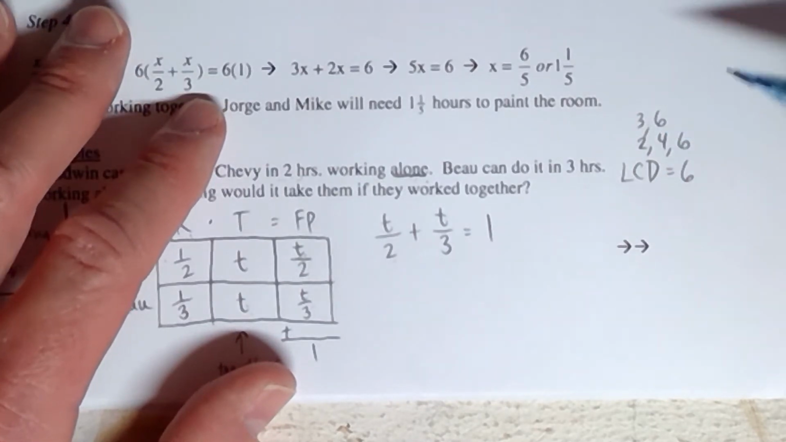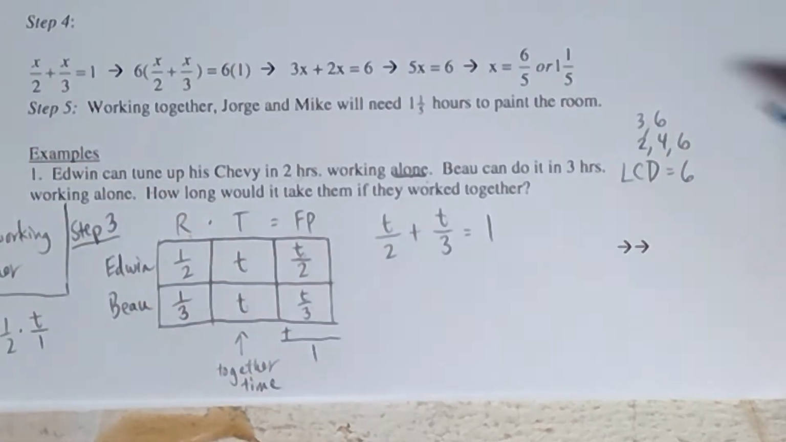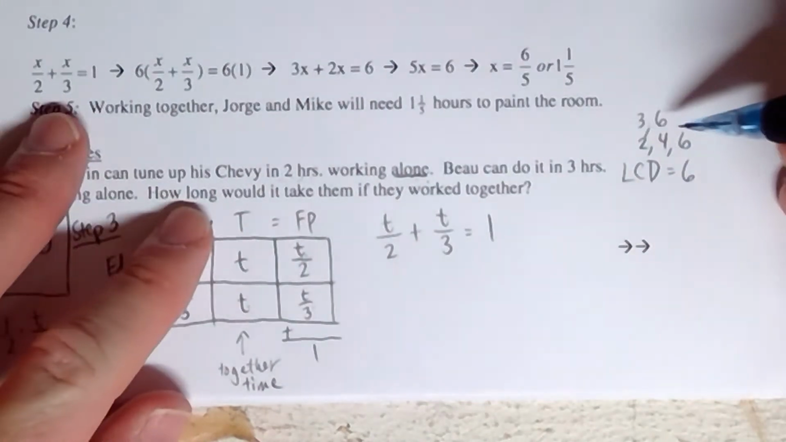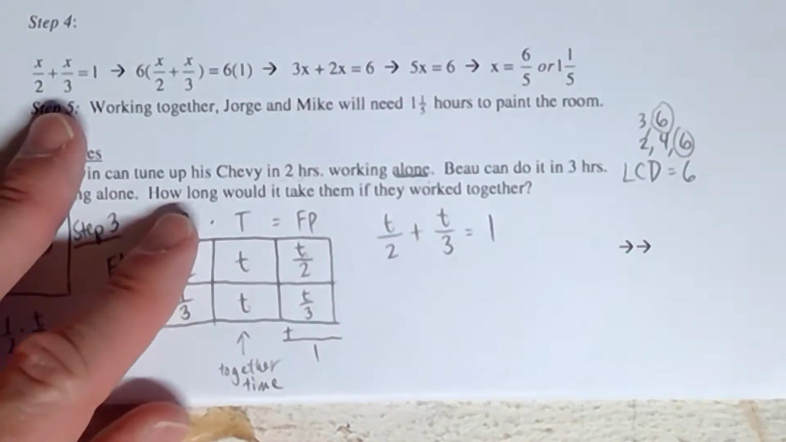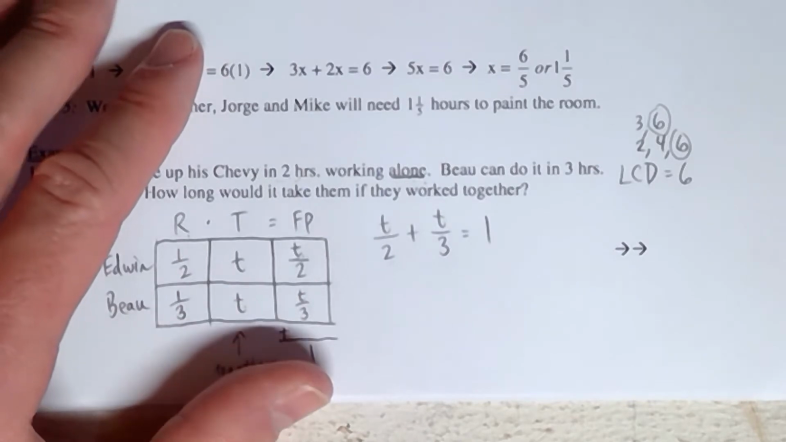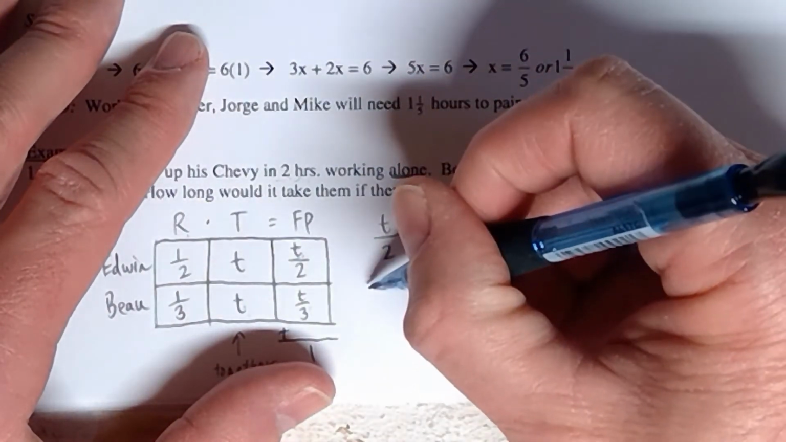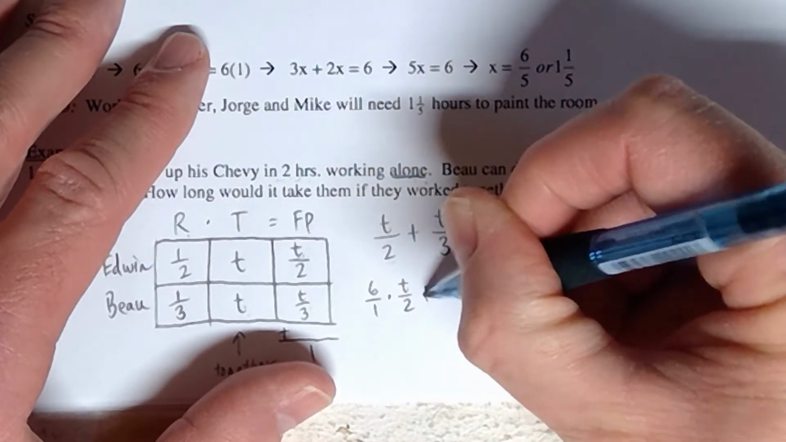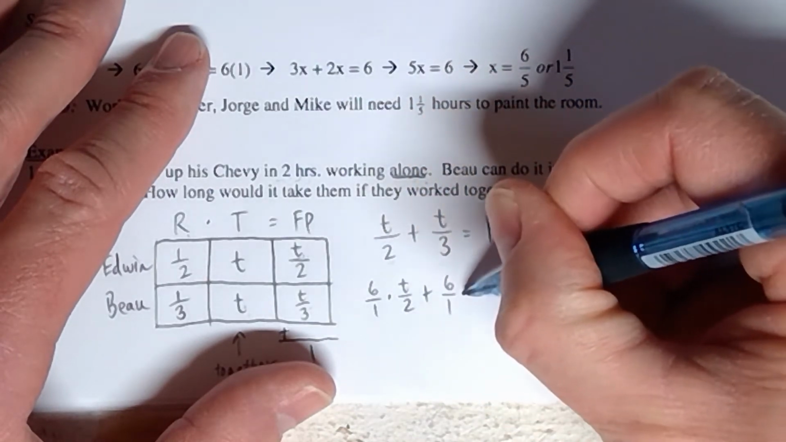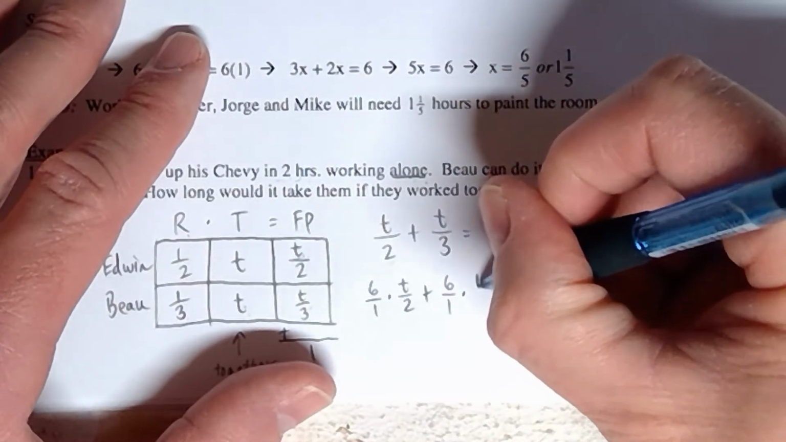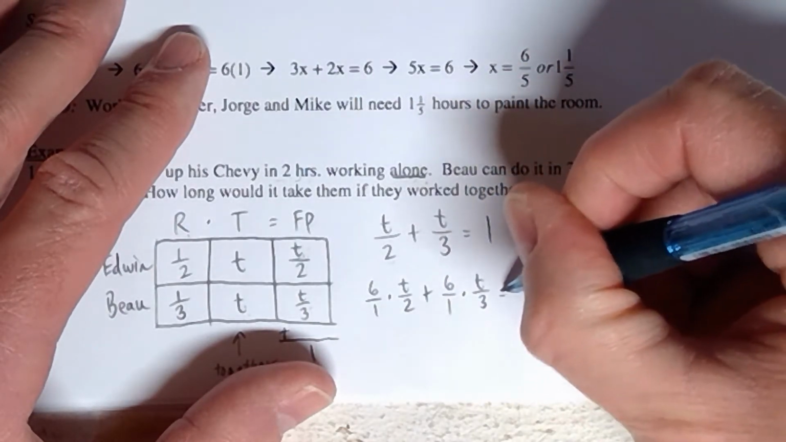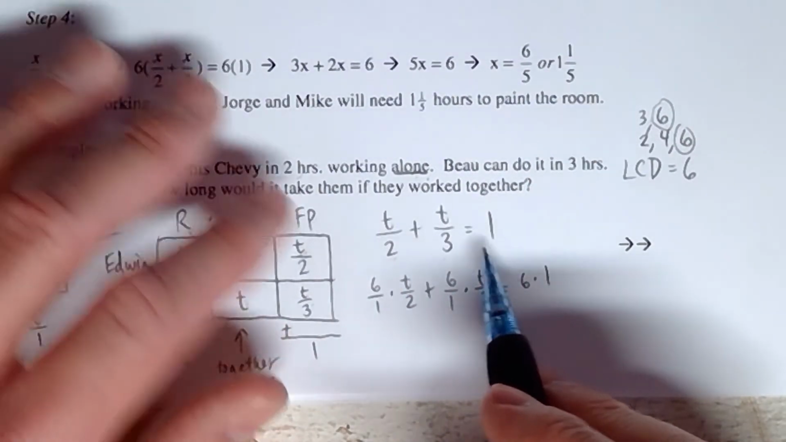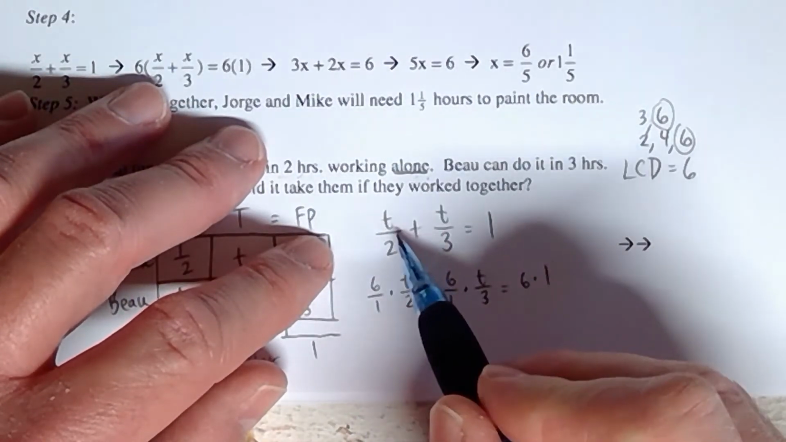Okay, the multiples for 3 would be 3, 6, 9, 12, and so on. For 2, it would be 2, 4, 6, 8, 10. The smallest one that's common to both is 6. And so what we do is we multiply both sides of the equation by that LCD. And we learned back in the fraction equation section that you multiply both sides by the LCD by doing the following here.